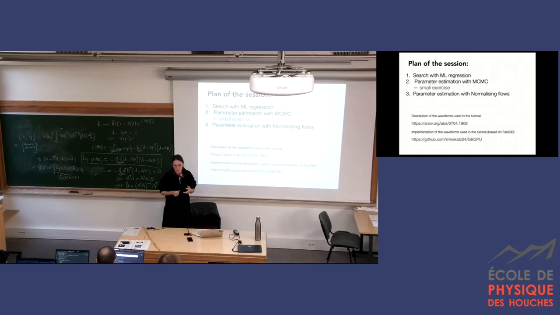So thus far, the way people have been analyzing the data was in the frequency domain, and there are frequency domain fast waveforms, the way they work is explained in the appendix of this paper. And there are a couple of implementations of these waveforms. Some of them are called FastGB, and this is the GBGPU implementation, which is a re-implementation of the FastGB waveform.